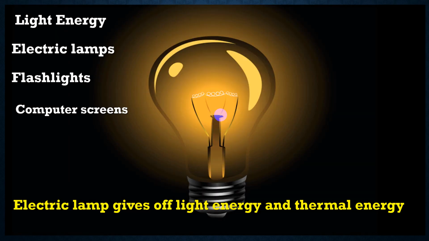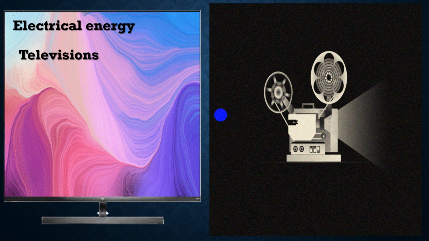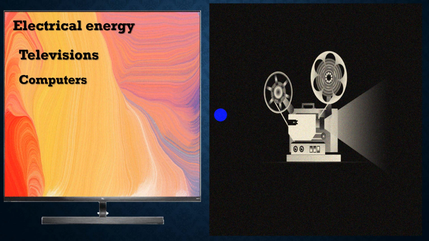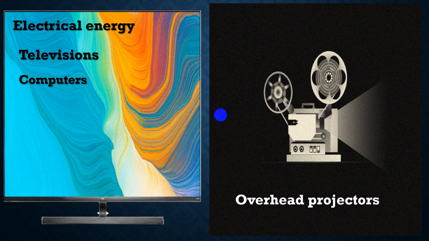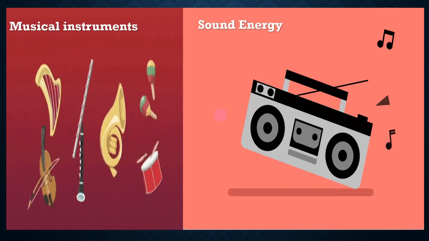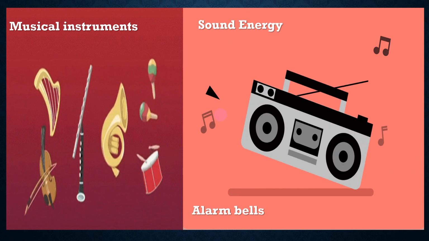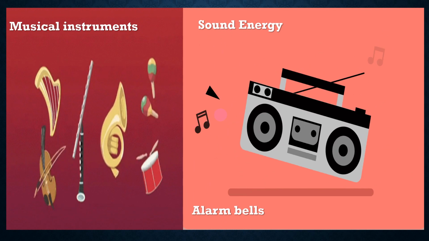So light energy I can find in the sun, in candles, fire, electric lamps, flashlights, computer screens, and so on. Electric energy, yes, it's about electricity. We can find it in televisions, in computers, in many appliances we can use like an electric mixer. Sound energy. Sound energy I can find in musical instruments, in an alarm bell, and so on. Even in our talks, it's a kind of energy.